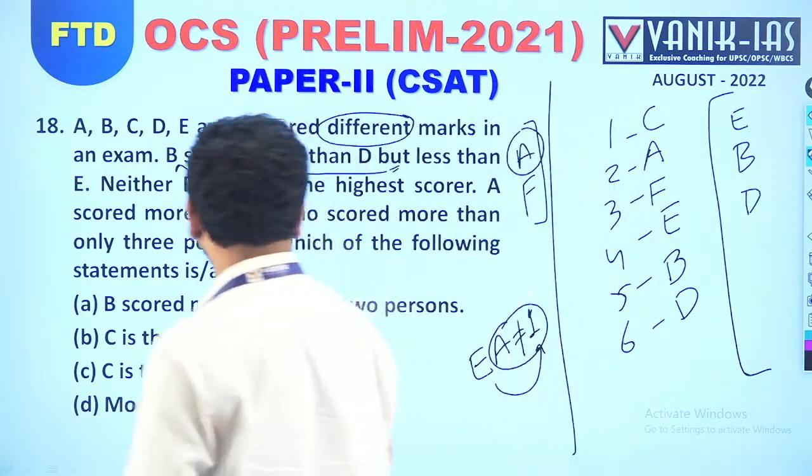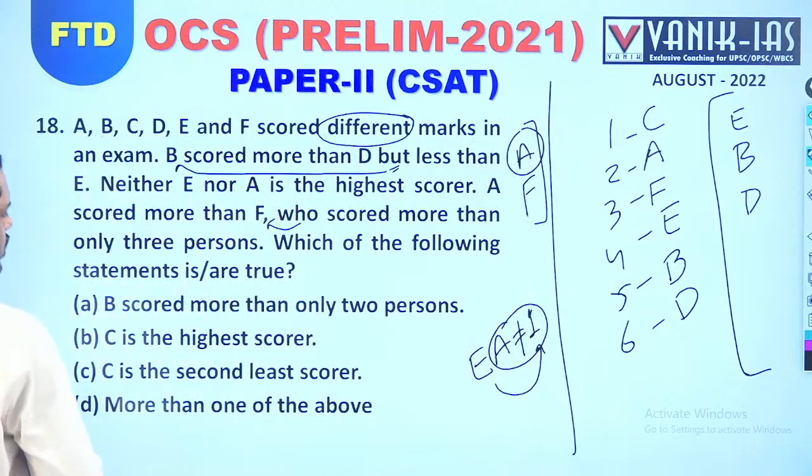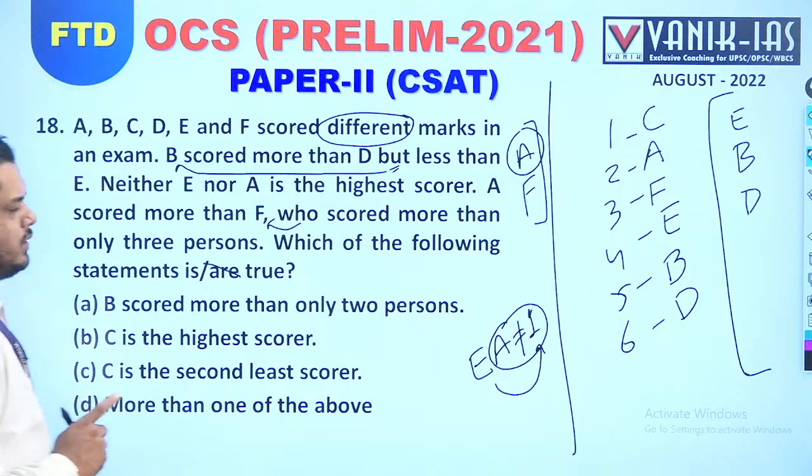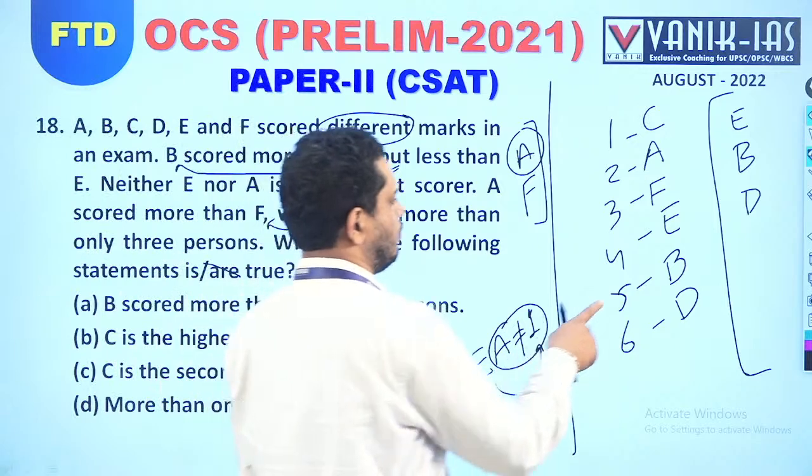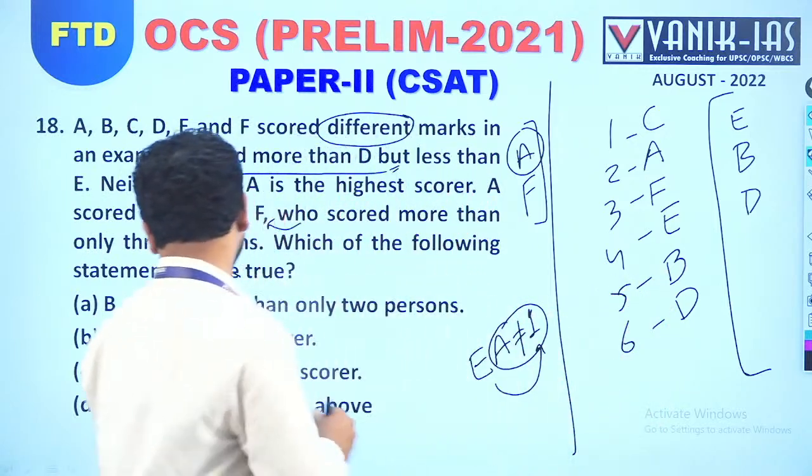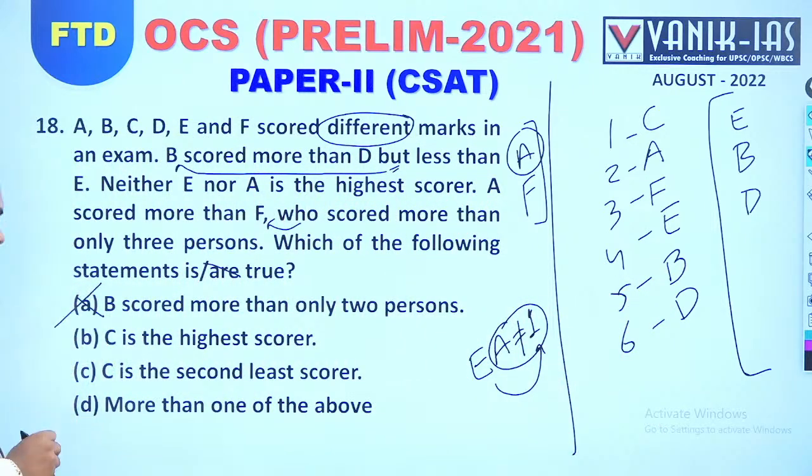Now, question is, which of the following statements is or are true? There is no sense to go for R because we have a single type of answer options, right? Now, which statement is true? B scored more than only 2 persons. This is absolutely wrong. Incorrect that is.